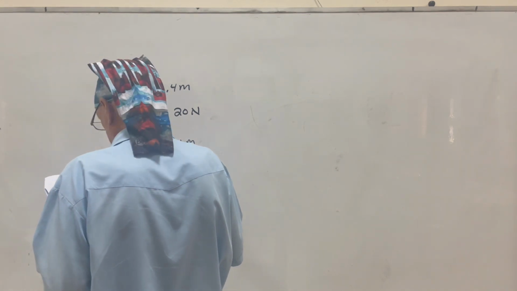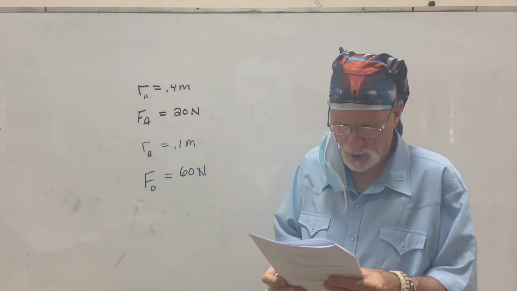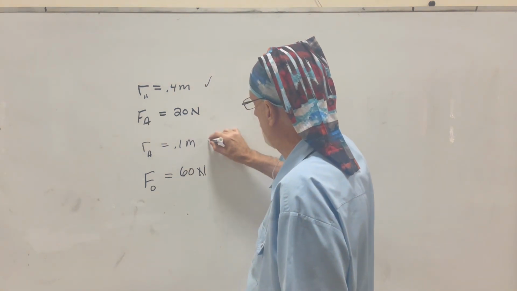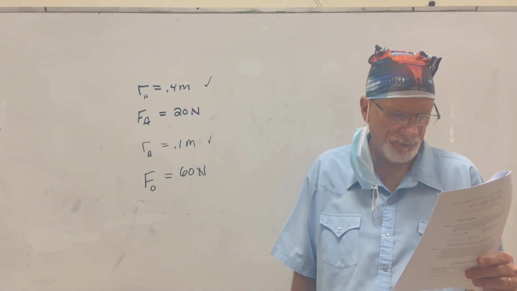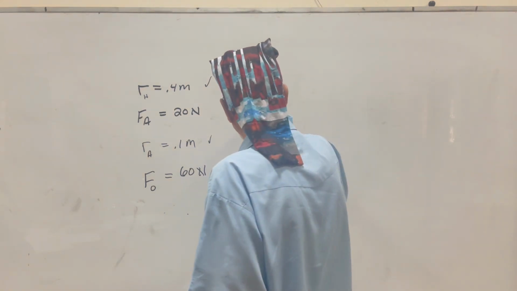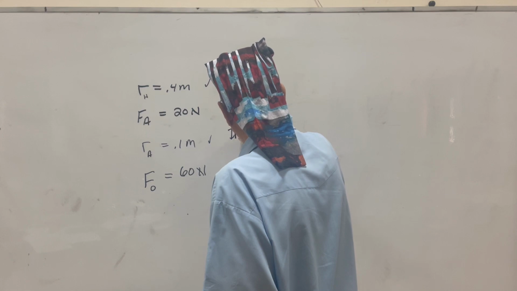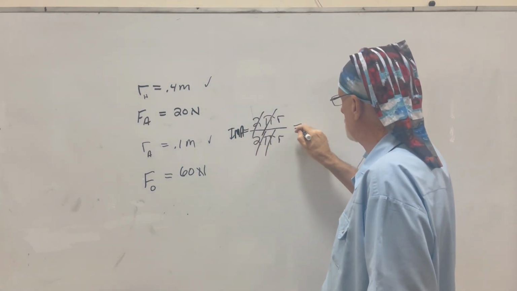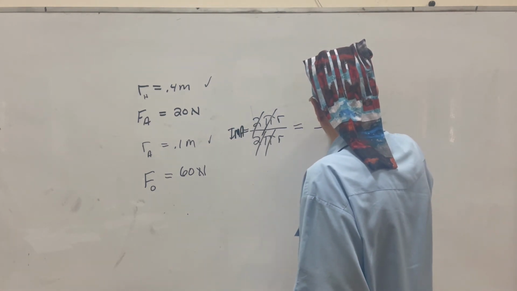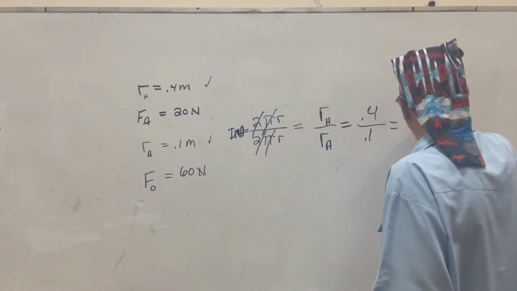So the weight of the water is the output, 60 newtons. What is the ideal mechanical advantage? Well, the ideal mechanical advantage has to do with length, correct? So it's 2 pi r divided by 2 pi r. That cancels, and I'm just left with r of the handle over r of the axle, which is 0.4 over 0.1 equals 4.